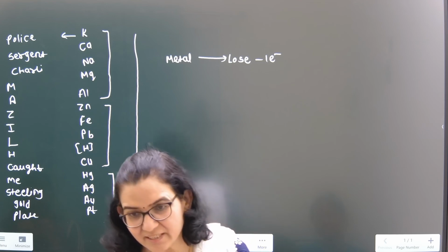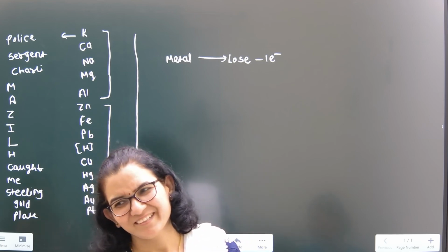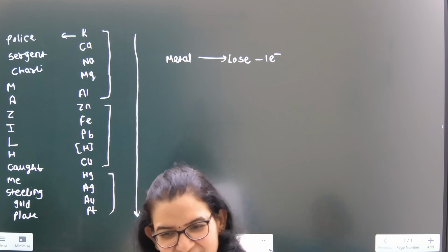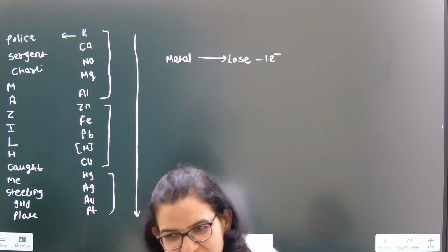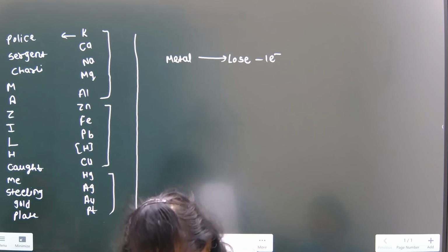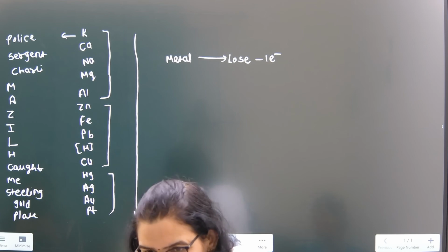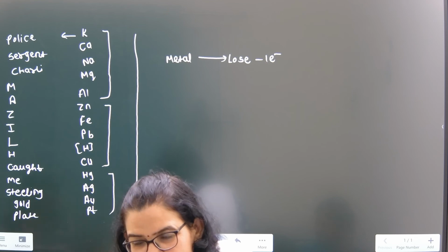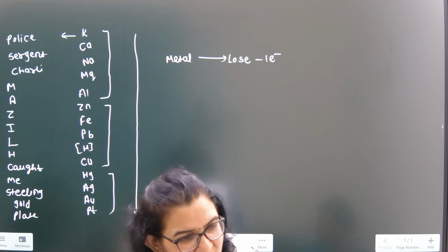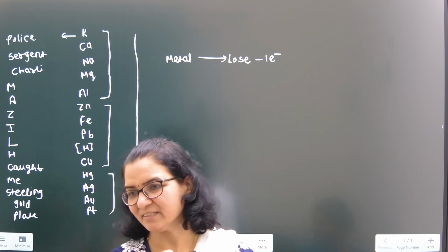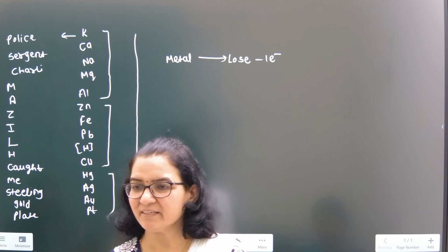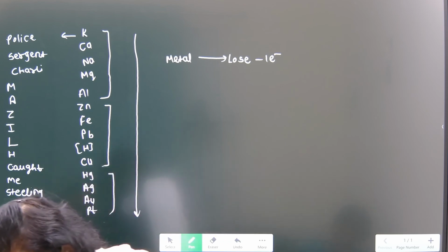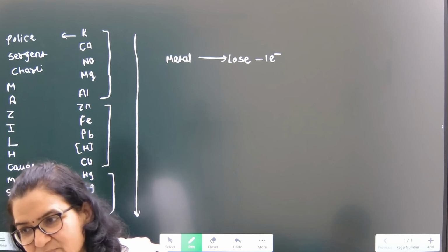Whenever any element loses electrons, it forms a positive ion, a cation. Losing electrons gives cations; gaining gives anions. Anions are negatively charged, and they gain electrons. Positively charged ions formed by losing electrons are cations.